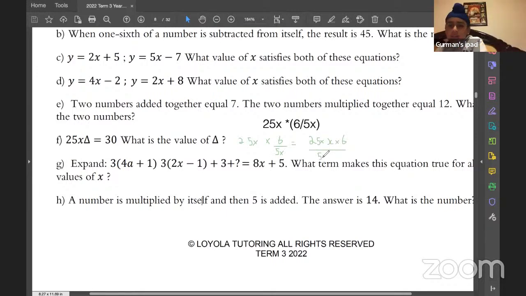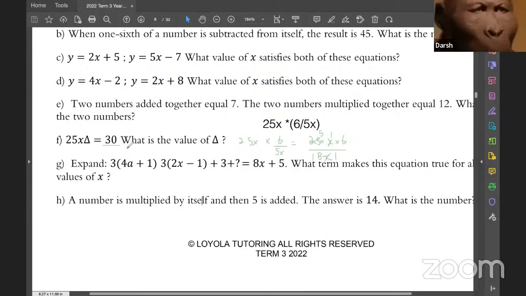There's no way. This is year 7 math. This is actually pretty easy maths, guys. So 5 divided by 5 is what? 1. 25 divided by 5 is? 5. x divided by x is? No, x divided by x is 1. So now I'm left with 5 multiplied by 1, which is 5, multiplied by 6. 30. What about the triangle? The triangle symbolizes something. So the triangle is 6 over 5x.